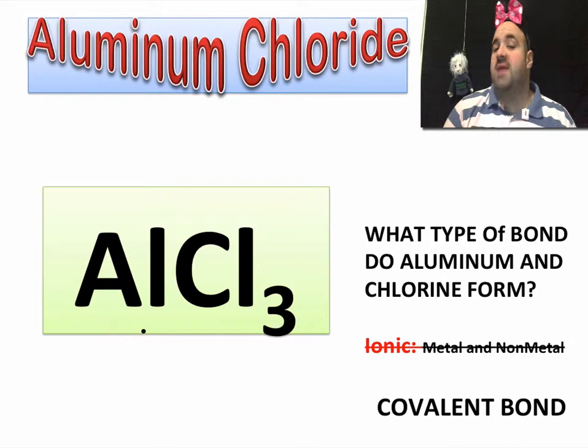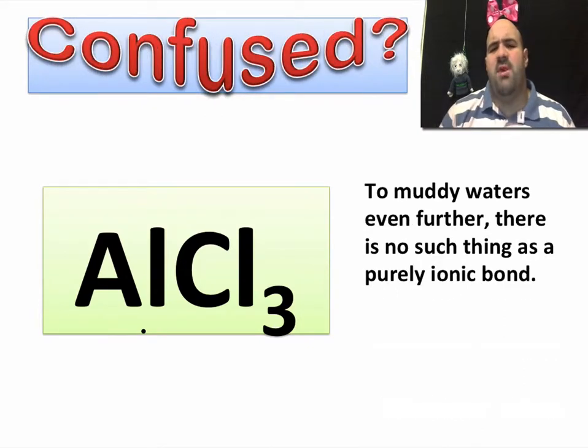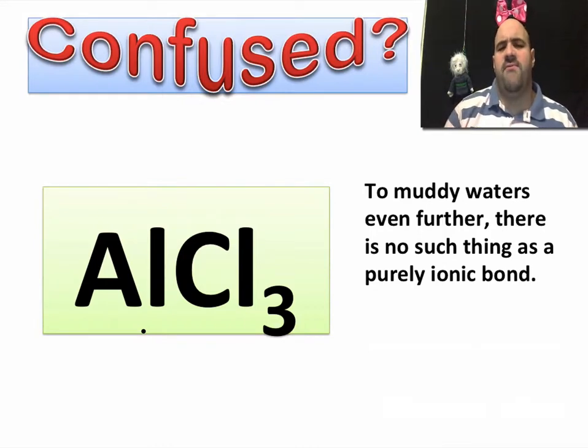In general, metals and non-metals form ionic bonds, but we're going to get a little deeper in talking about bonds and how to determine bond type in this screencast. And to muddy waters a little bit more, technically, there's really no such thing as a purely ionic bond. We'll talk about what that means towards the end of this screencast, but don't let it confuse you for now, but we'll get there.